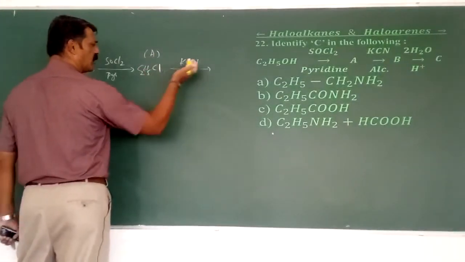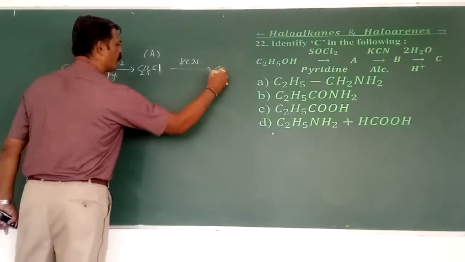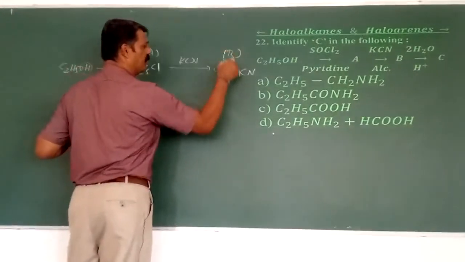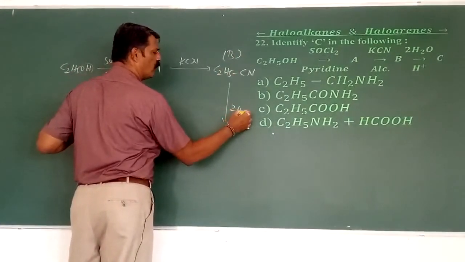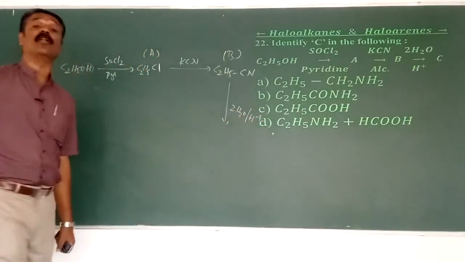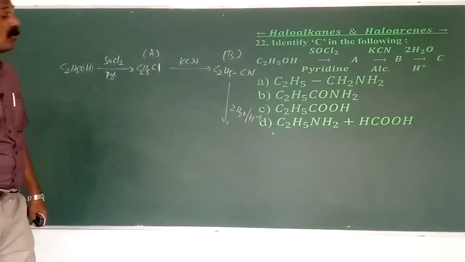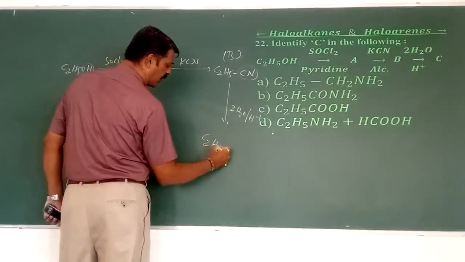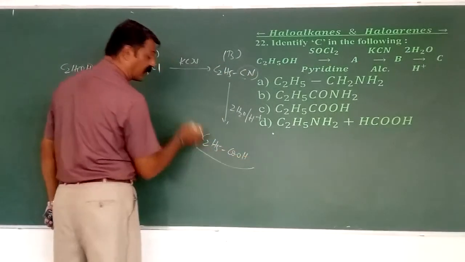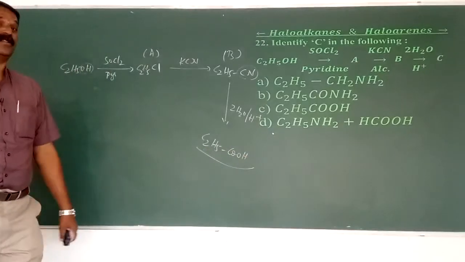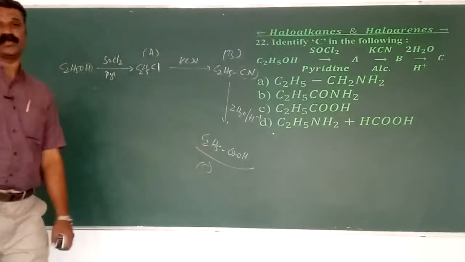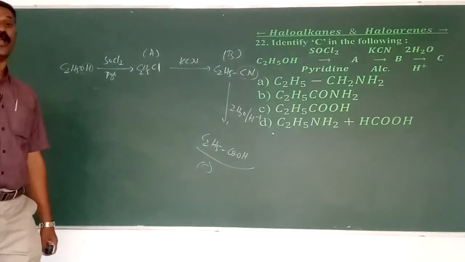What happens when a haloalkane reacts with this? It forms C2H5CN. This is B. Then H2O/H+ means acid hydrolysis. Acid hydrolysis of cyanides gives the respective carboxylic acids. Therefore, C is found to be propionic acid, or propanoic acid in IUPAC.